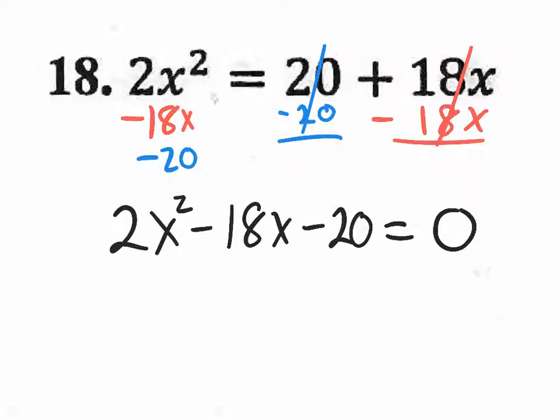Now some people might get scared here thinking, oh, I have an a value of 2. That means I have to use that long process.